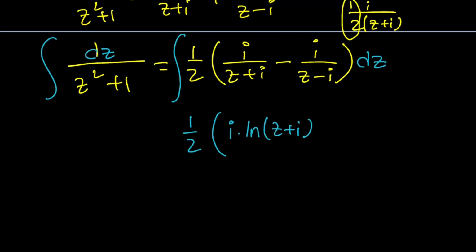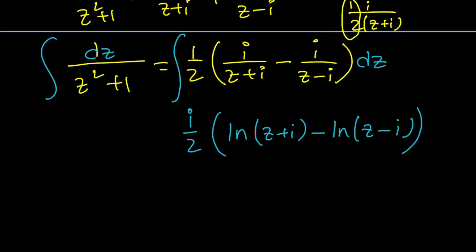And by the way, we could also take out i, so why not? Well, actually, I could have done that at the very beginning, right? Anyways, so we could still do it now. This is going to be ln z plus i minus ln z minus i. It's kind of like the integral of 1 over z with an additional constant, but that doesn't matter because its derivative is 0. Make sense?